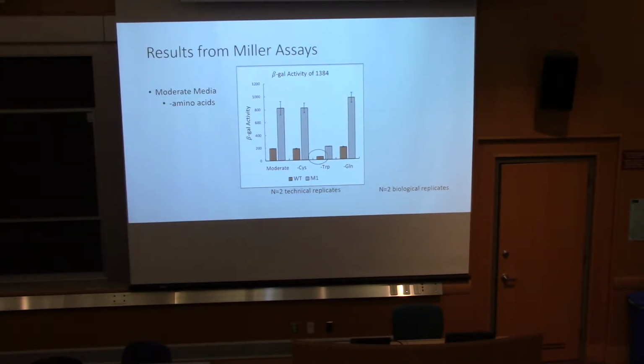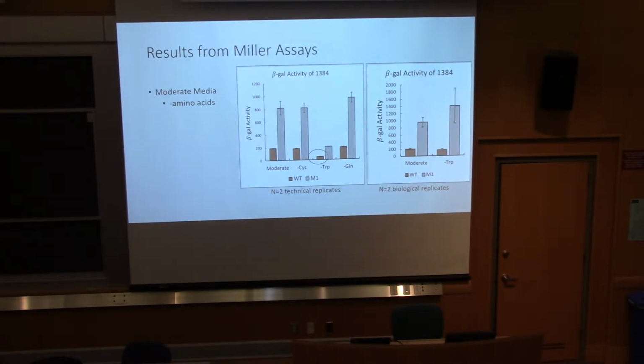when I conducted these 2 replicates of our Miller assay, I was looking at the minus tryptophan media, and it looks like there's a decrease in beta-gal activity of our riboswitch. So then I repeated these conditions with 2 additional biological replicates, and I did find that, again, looking at the wild type minus tryptophan conditions, it averaged out to the beta-gal seen in our moderate media. And so that does not conclude any ligand identification.